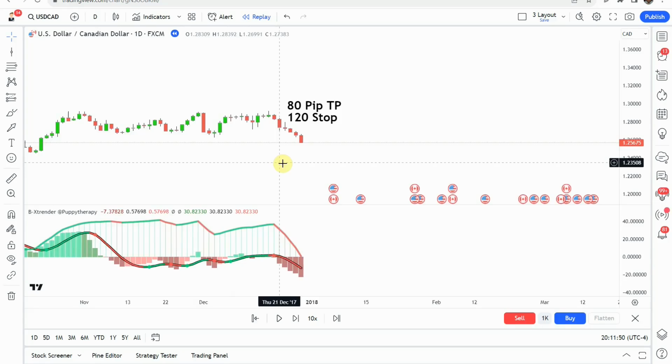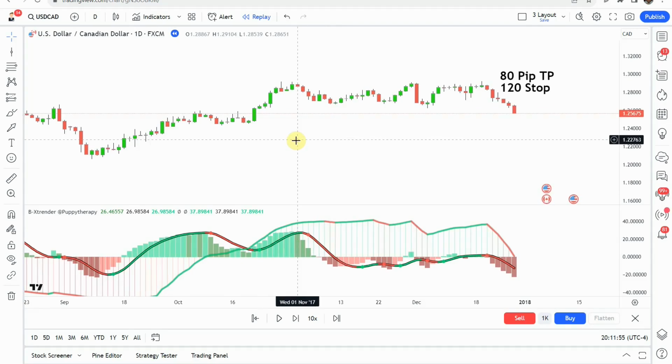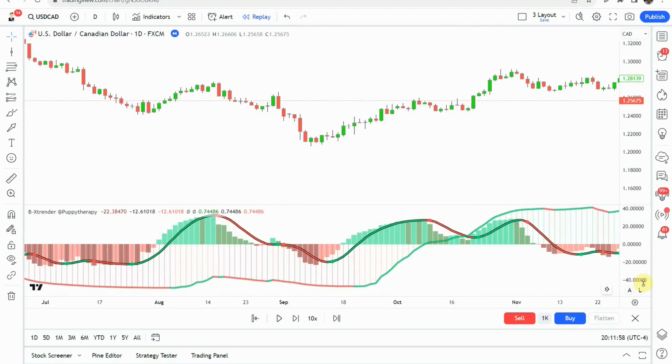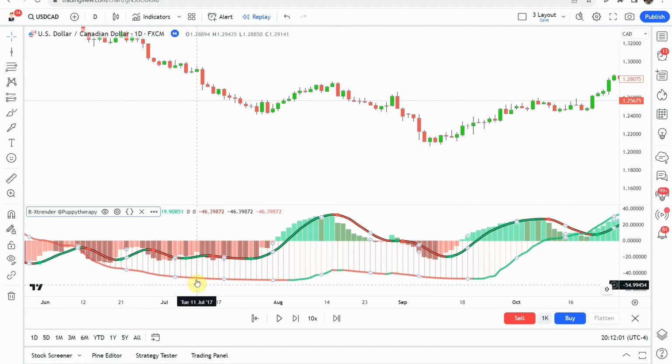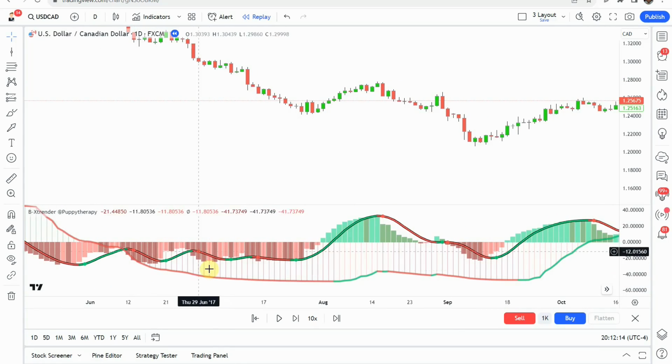And so I thought what we would do is play around with this in a few different ways like we normally do to see what we can come up with. What we're going to do is look for the histogram line to be below the 0 line, so in the negative area here. When it's below the 0 line, we are looking for only short trades, and that will be when the histogram bars are red and the Xtrender line is also red. Once all those line up, we don't necessarily need a dot, and that would be a signal to go short.